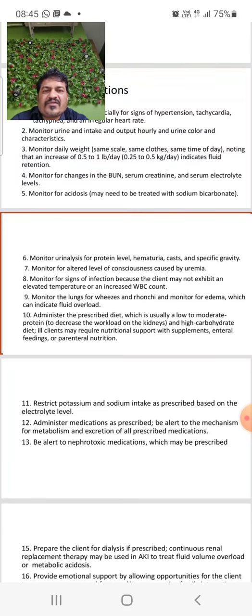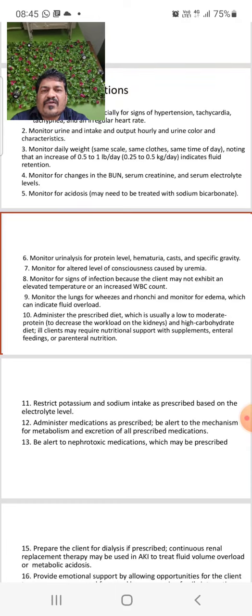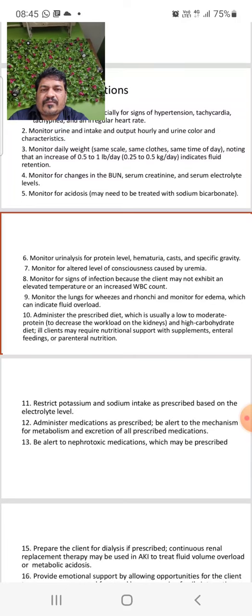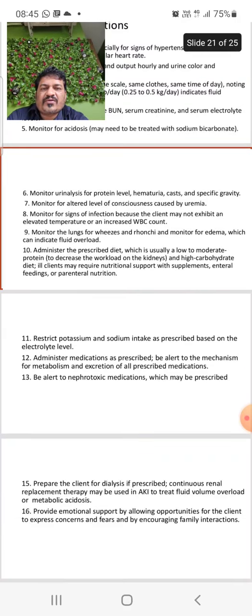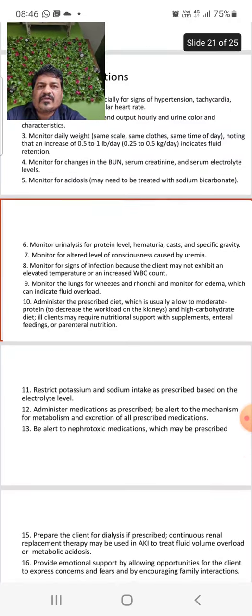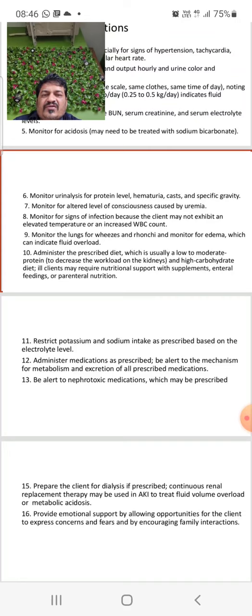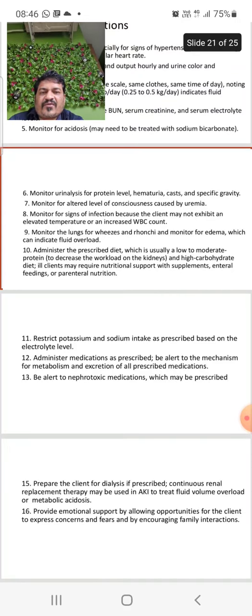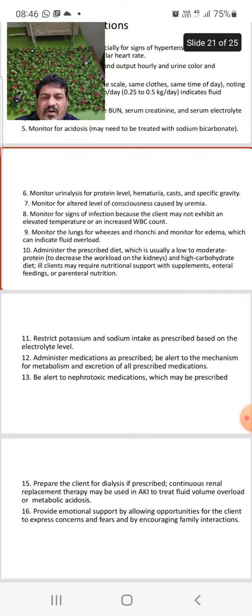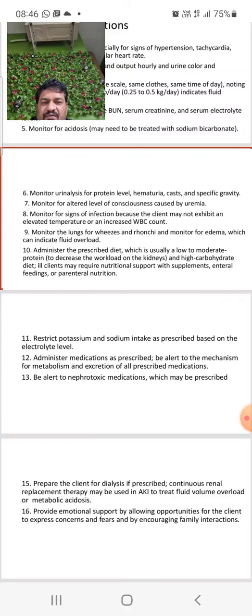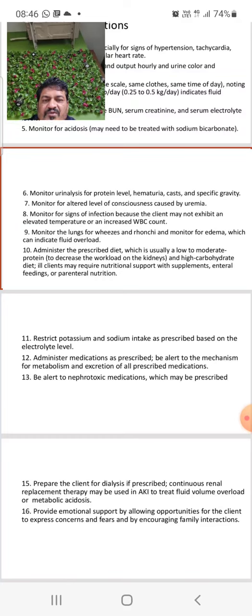Administer the prescribed diet, which is usually low to moderate protein to decrease the workload of the kidneys, and high carbohydrate. Ill clients may require nutritional support with supplements, tube feedings, or parenteral nutrition. Restricted potassium or sodium intake is prescribed based on the electrolyte level. Administer the medications as prescribed. Be alert to the mechanism of metabolism and excretion of the prescribed medications, and be alert to nephrotoxic medications which may be prescribed. Prepare the client for dialysis if required. Continuous renal replacement therapy may be used in AKI to treat fluid overload or metabolic acidosis.